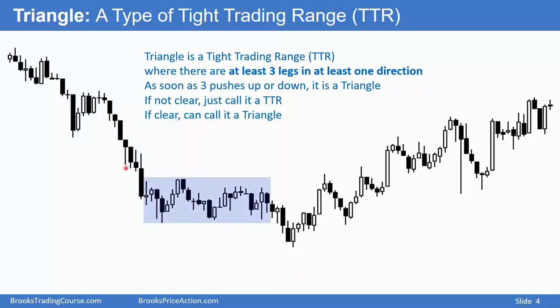Here we have a bear trend, and then the market went sideways in a fairly tight range. 3 pushes down, 1, 2, 3. That's the minimum that I need to start using the term triangle. In this case, we also have 3 pushes up, 1, 2, and then 3. All I need is 3 pushes up or down. As soon as you have 3 one way, you always have at least 2 the other way.